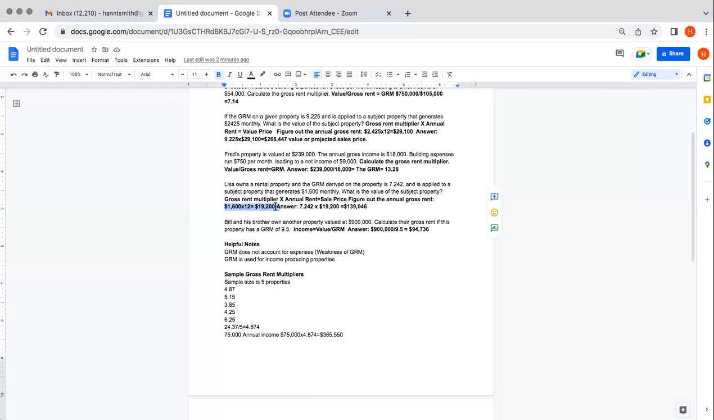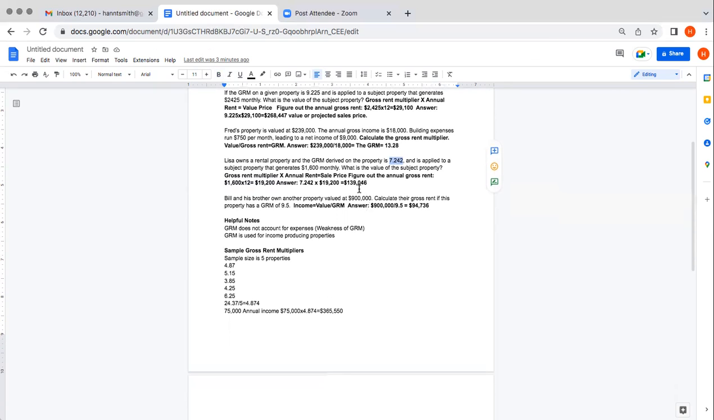Now, what we got to do with that 19,200 is apply the gross rent multiplier that was given earlier in the problem. So the answer is 7.242 times the 19,200. The value of this property is just over 139,000, at $139,046. Typically, when you're valuing stuff, you'll round to the nearest hundred or nearest thousand. In this case, I probably would just say the value of the property was $139,000. So that's a pretty simple way.